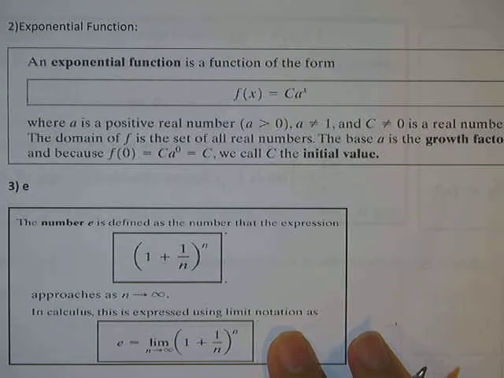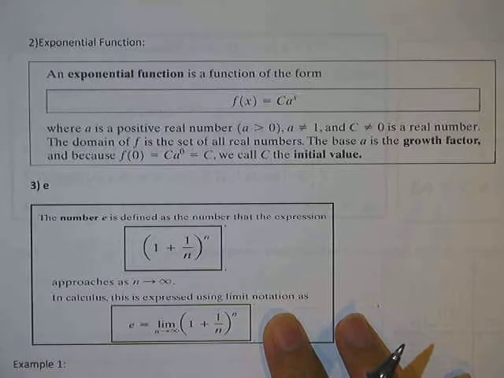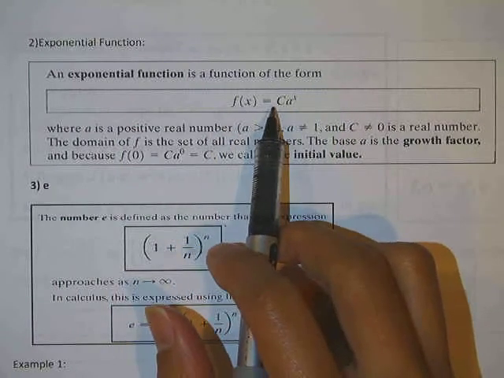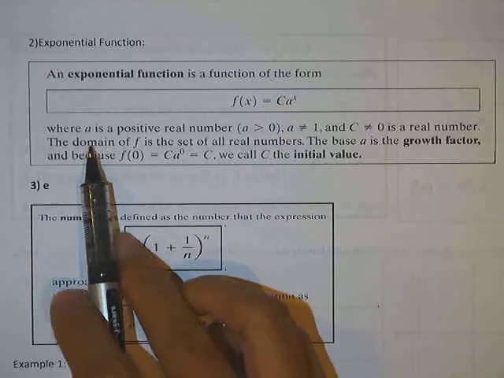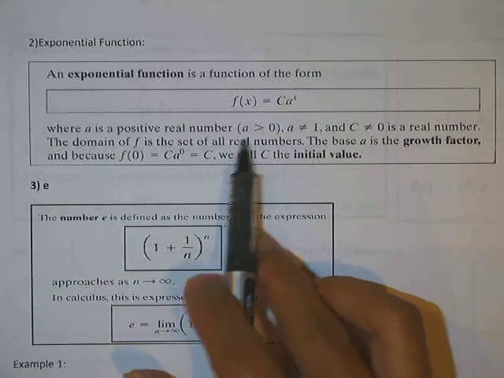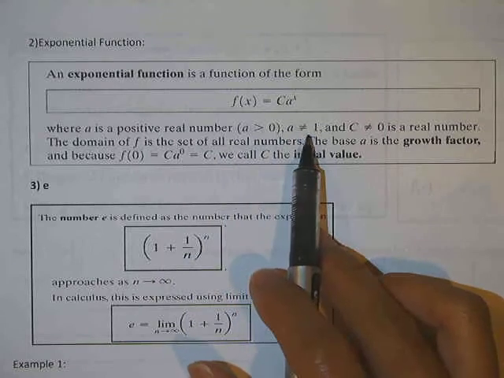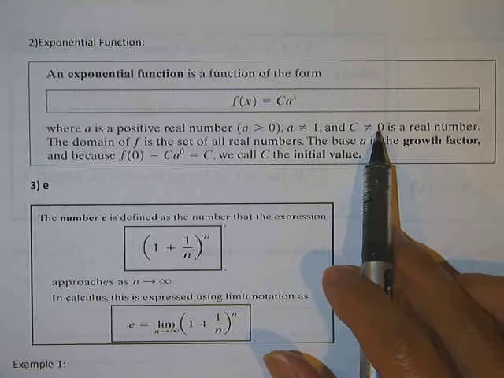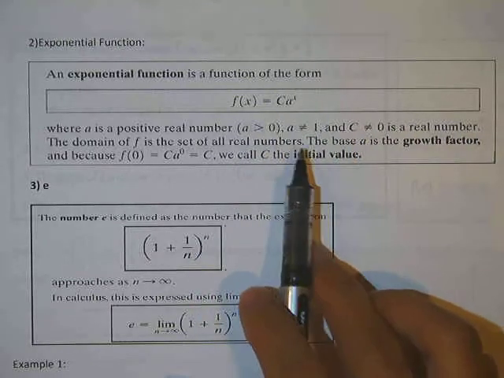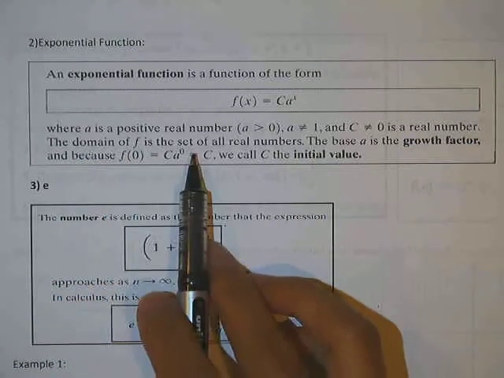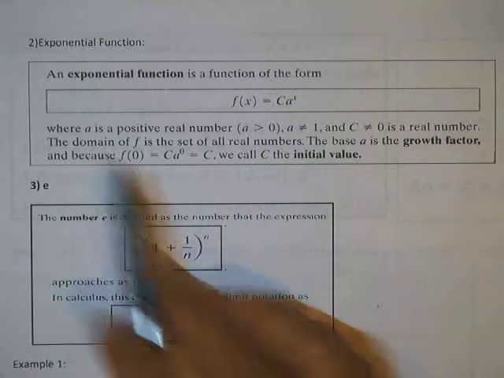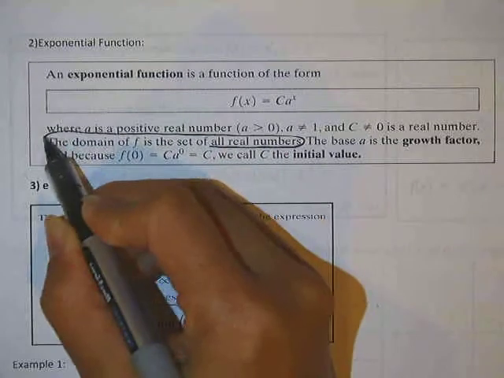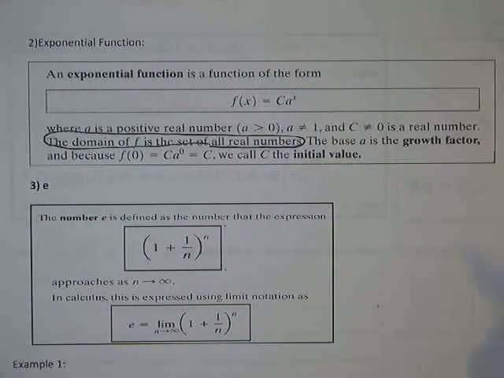Alright, next law. Exponential function. An exponential function is a function of the form f of x equals c times a to the x, where a is a positive real number, greater than 0, and a can never be 1. c can never be 0, and it's also a real number. The domain of f is the set of all real numbers. This is really important: anytime you see an exponential function, the domain is always all reals, so you don't even have to think about it.